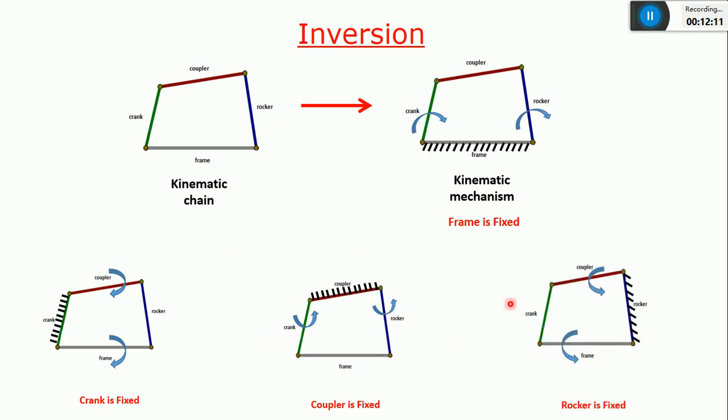And finally, instead of fixing this coupler, you can fix the rocker also, correct? In this case, you can give the input to the coupler and you will get the output at the frame. Okay, so please, can anyone define what inversion is now? Explain in detail. Just explain in your own words what is inversion. Anyone, please try to define this. If it is a mistake also, no problem. Please at least make an attempt.